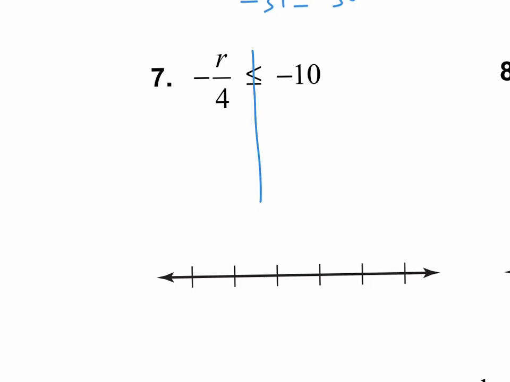Okay, so I'm going to do the opposite of negative 4. So I'm going to have to multiply by a negative 4. So this is dividing by a negative 4, so to multiply by a negative 4. Oops, I'm multiplying by a negative 4. So I have to go ahead and flip that sign right away.